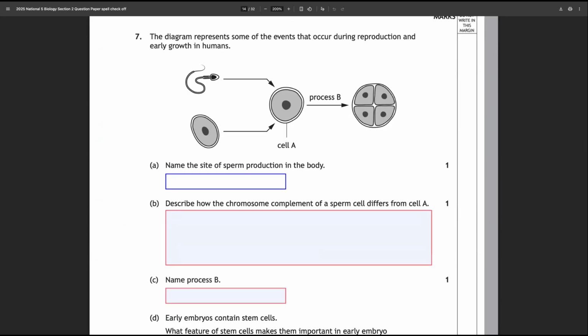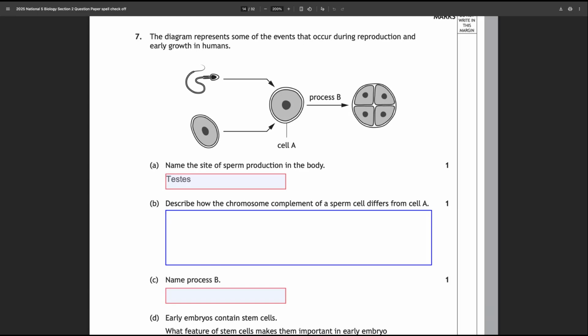The diagram represents some of the events that occur during reproduction and early growth in humans. We have to name the site of sperm production in the body for A. So sperm production in the body is the testes. Okay, that's a fairly straightforward knowledge-based answer. We tend to do okay on these reproduction questions generally in class. So hopefully that's the same for all of you.